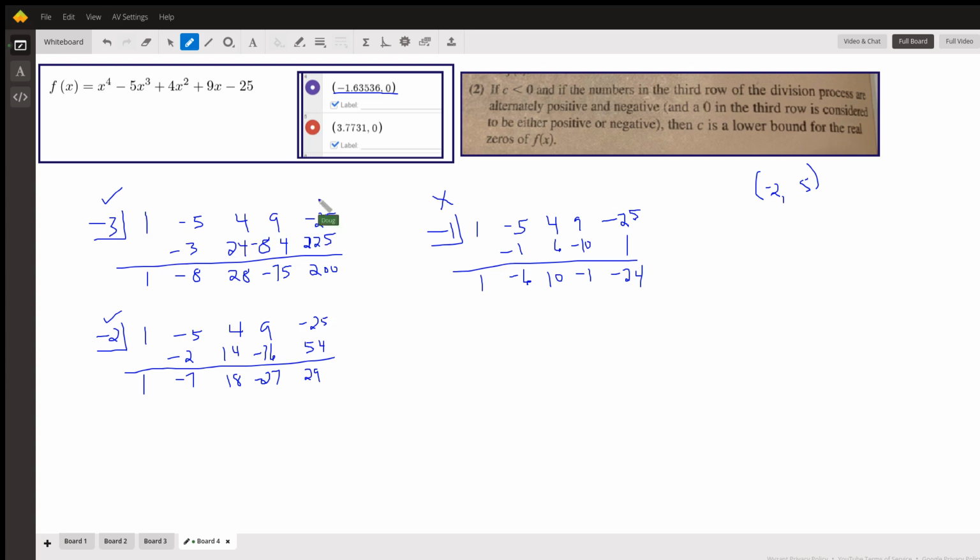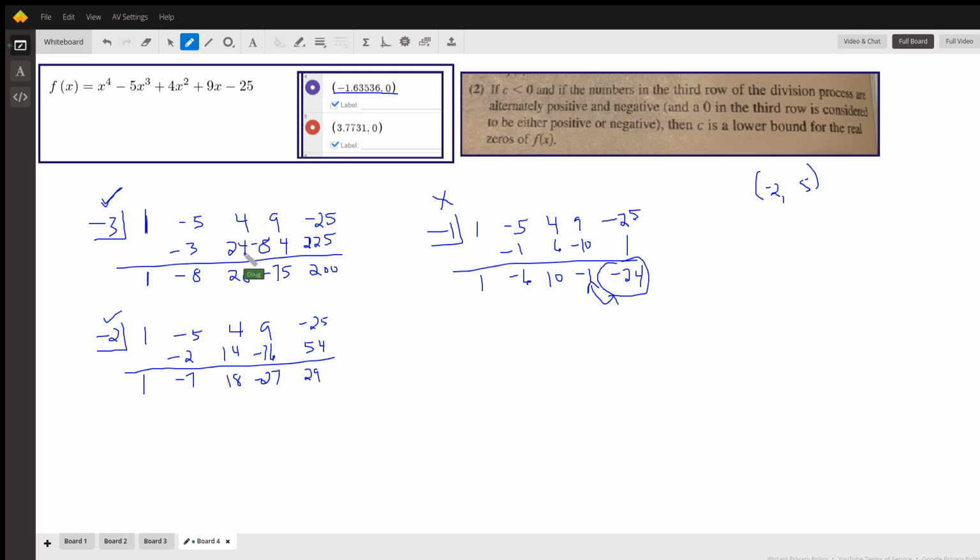Do the signs alternate in the third row? Positive. By the way, this leading coefficient will always be positive because we have a leading coefficient that's positive. And so do they alternate? Positive, negative, positive, negative, positive. Yes. So negative 3 is a lower bound, but maybe negative 2 is. And positive, negative, yes. Okay. But if we try negative 1, they don't alternate because we get a negative 1 followed by a negative 24 here.